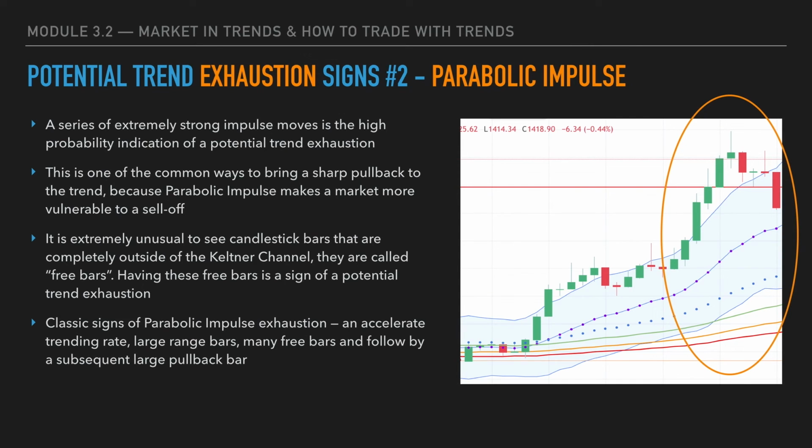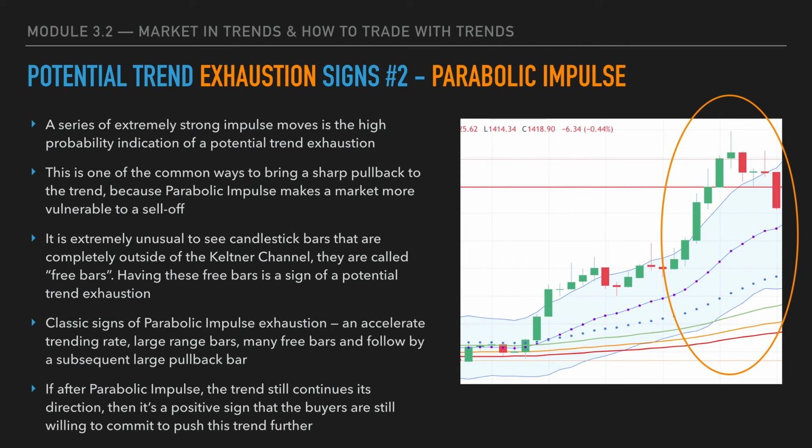So here are the classic signs, or I would say the patterns, of parabolic impulse exhaustion. It always starts with an accelerated trending rate, large range bars, many bars outside of the channel, and then is followed by a subsequent large pullback bar. That's the typical pattern. If after the parabolic impulse the trend still continues in its direction, then it's a positive sign that the buyers are still willing to commit and push the trend even further. And that's a good place for you to add some more positions.